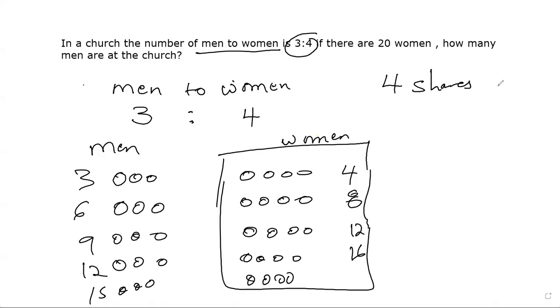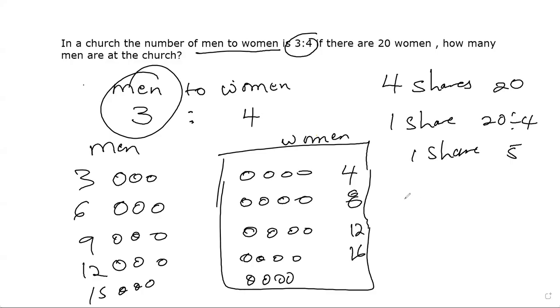4 shares is equal to 20. So we can find what 1 share is by dividing the 20 by 4, because the shares are equal. So 1 share is 5. And since you have 3, it will be 3 shares times 5. So it will be 15. And this would be our answer.